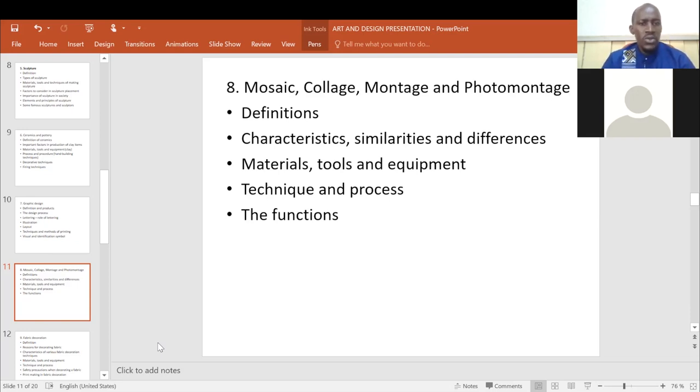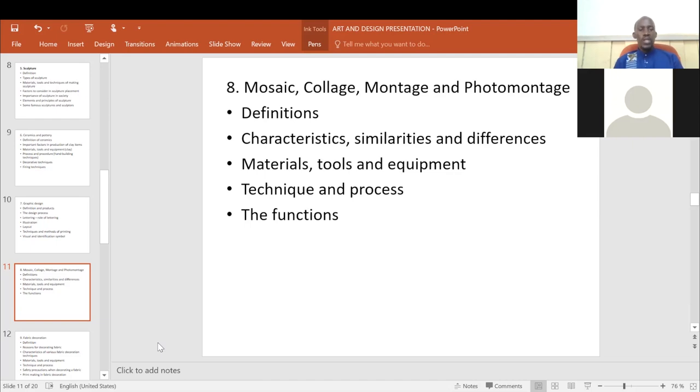Then let the candidates also understand the characteristics. What are the characteristics of a mosaic? What are the characteristics of a collage? What are the characteristics of a montage and a photomontage? For instance, by mentioning the characteristics of these art forms, the candidate understands the main distinctive features of these art forms. For instance, a candidate might be asked, what is the distinctive feature of a mosaic?